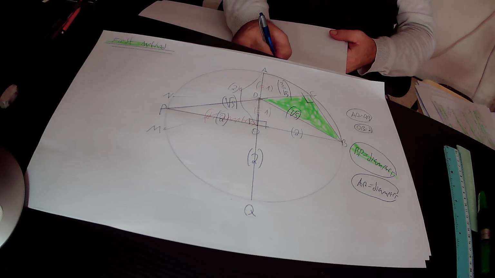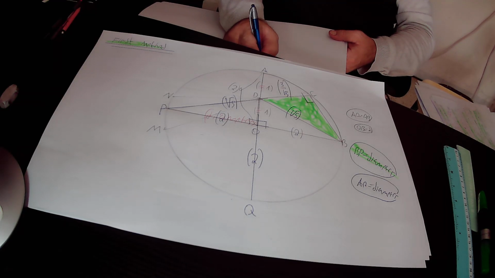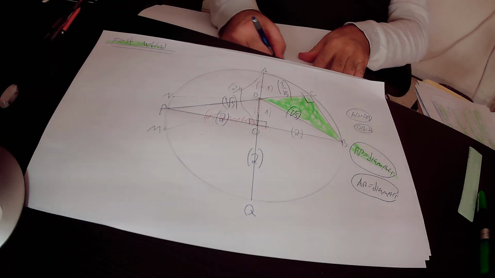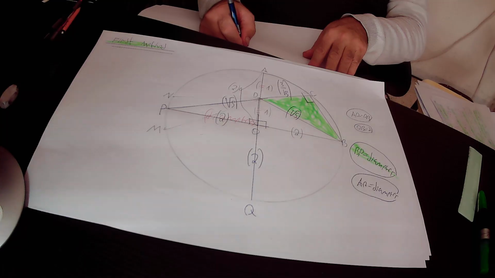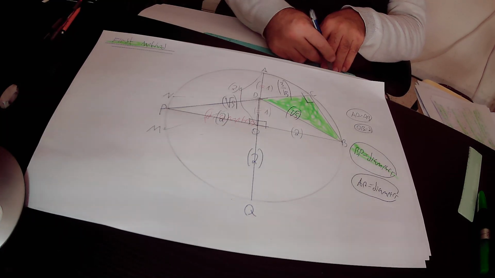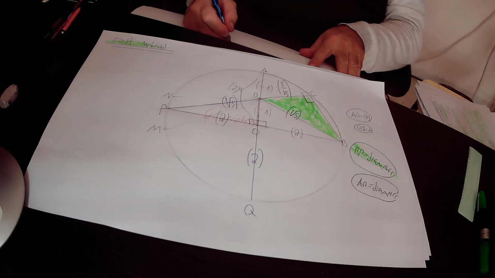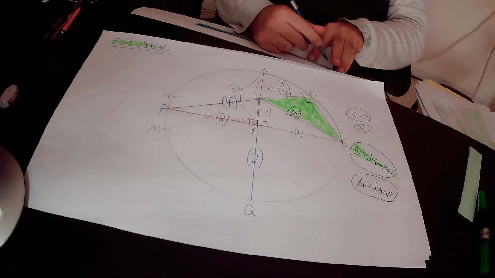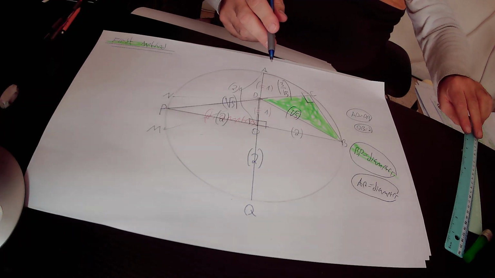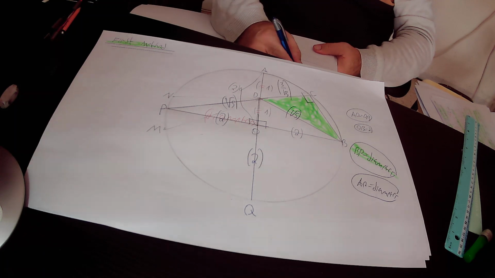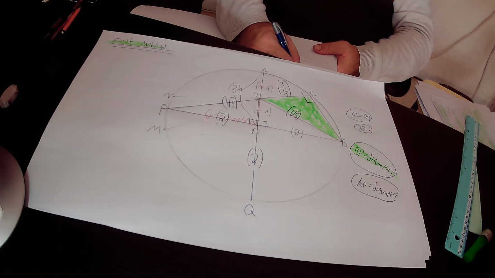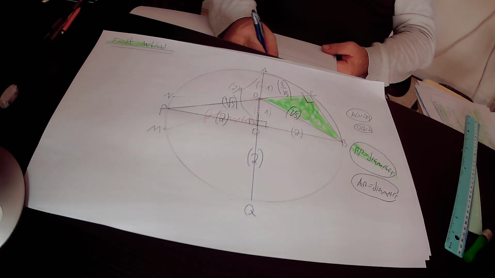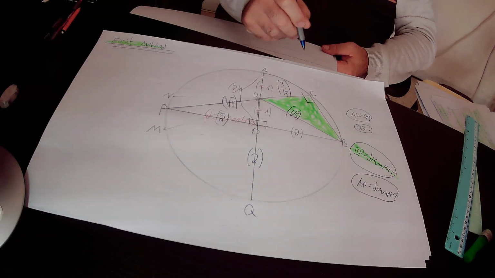Here PT is the abbreviation for Pythagoras theorem. So in this triangle DCB, DB squared, that is the square of the hypotenuse, equals DC squared plus CB squared.